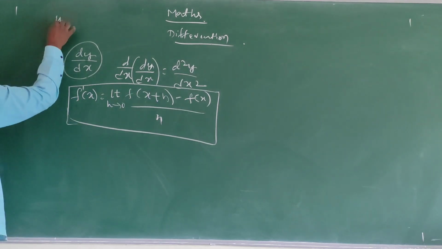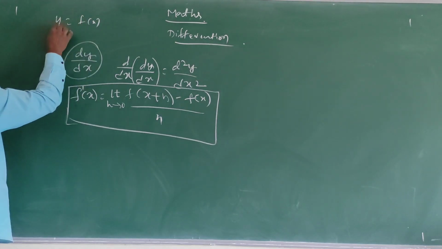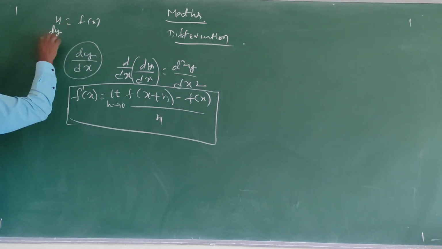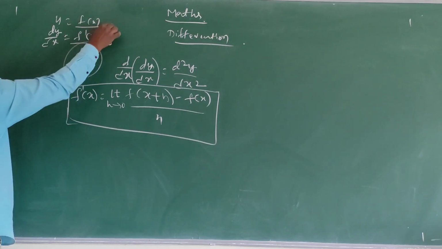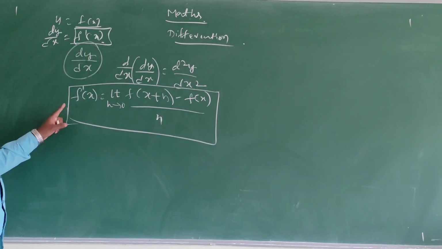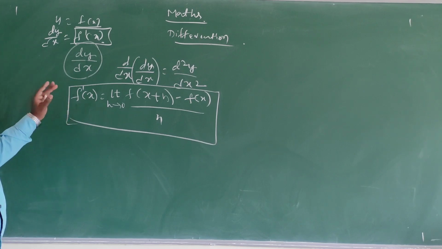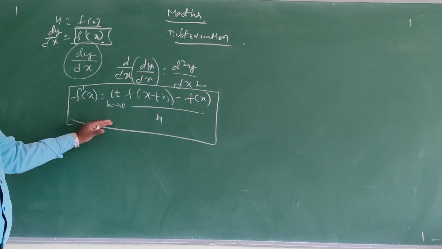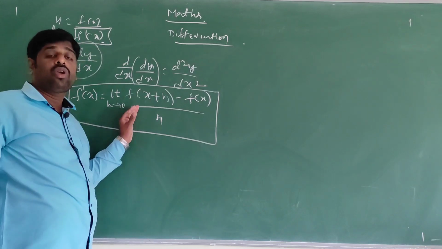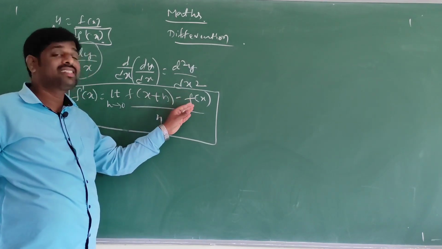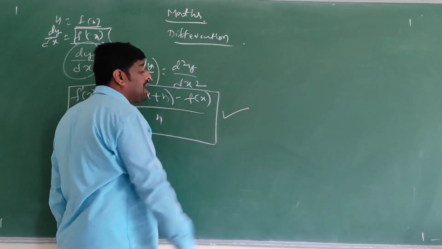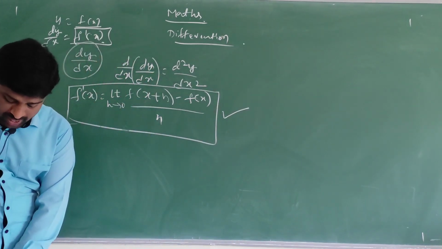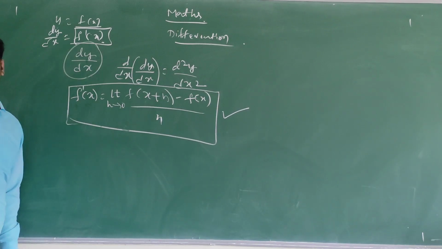Here y is equal to f of x. Differentiation of y is dy by dx, and differentiation of f of x is f dash of x. This f dash of x is nothing but the first order derivative. So the first order derivative is defined as limit h tends to 0 of f of x plus h minus f of x, divided by h. This first principle was already learnt in first PU, and some of the formulas were also already learnt in first PU. I will revise those formulas.